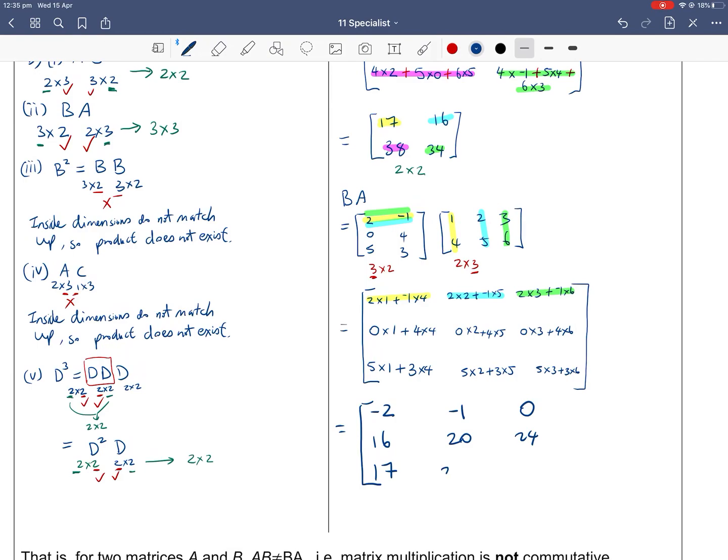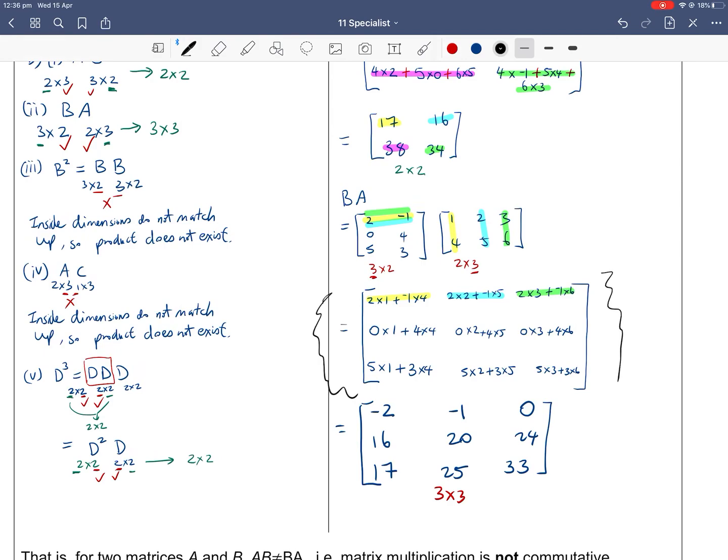5 times 2 is 10. 3 times 5 is 15. So that together gives me 25. 5 times 3 is 15. 15 plus 18 gives me 33. And as expected, we did end up with a 3 by 3 because that was the outside dimensions, because the inside dimensions matched. And that's what we wanted to see as well.